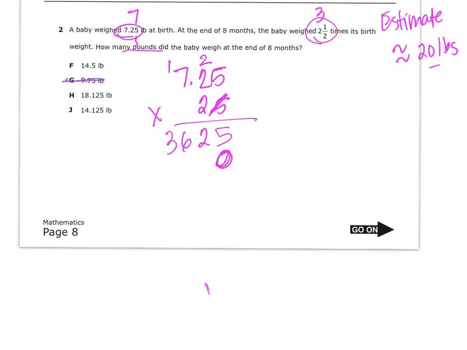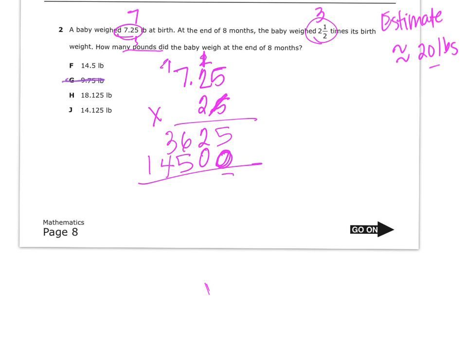2 times 5 is 10. Carry your 1. That's 4, 5. 2 times 7 is 14. Now just add it up regular. Oh, why do I keep doing that? Go away. Add it up regular.